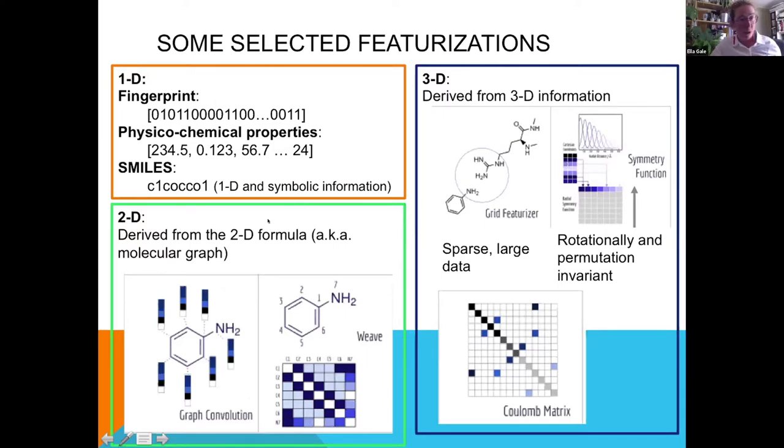There are also 2D inputs based on a 2D formula, such as you'd draw in a lab book, which is technically called a molecular graph. And there are some 3D inputs. For example, the grid featurizer divides space into a series of voxels, like little cubes of volume, and marks which of them have atoms in. But this leads to very sparse, large data, which is quite hard to learn from. So I think there's room for another 3D input in this space.